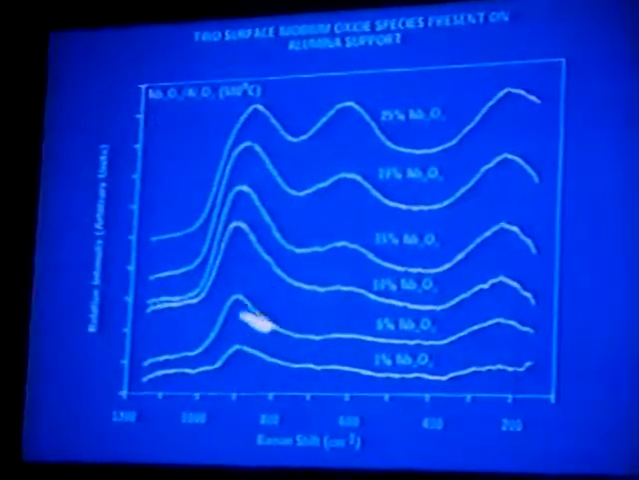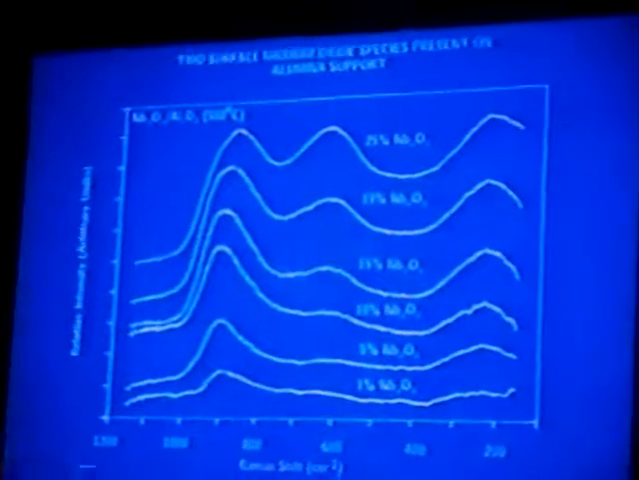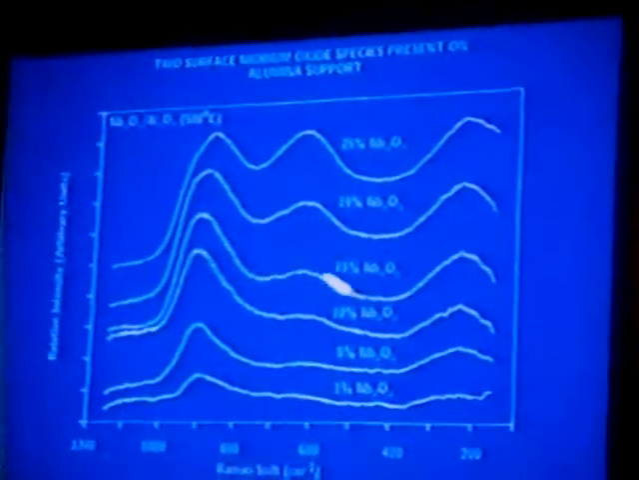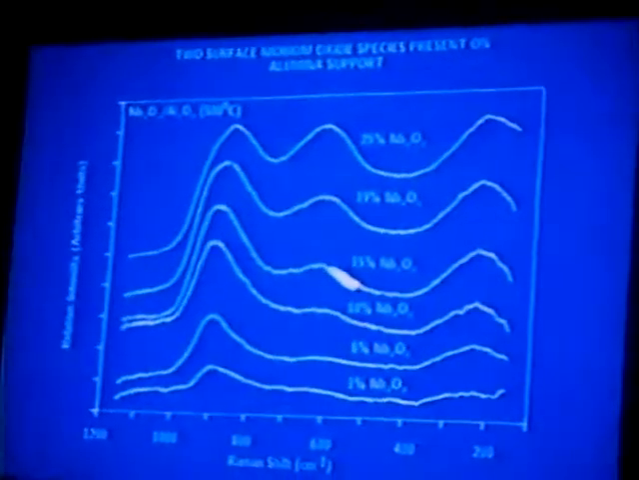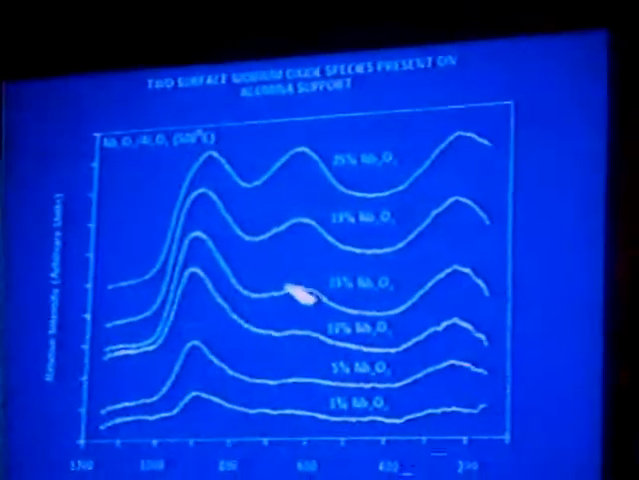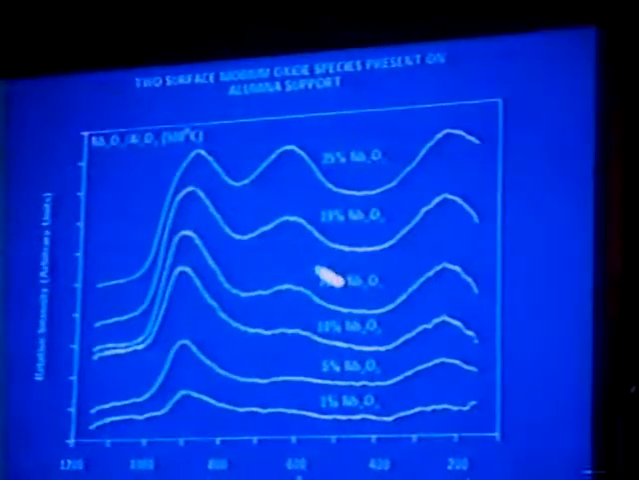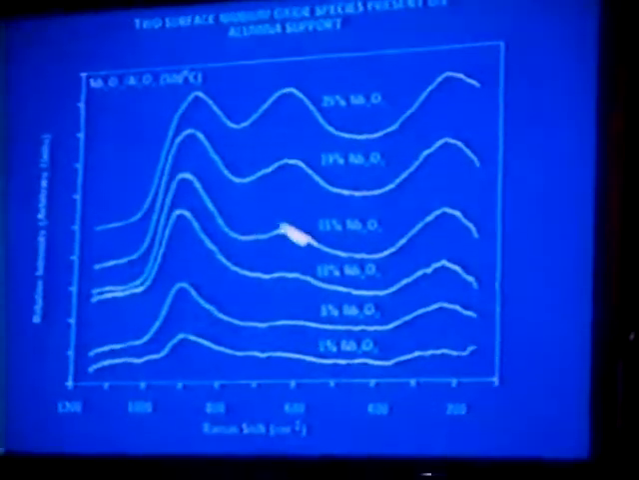We increase the loading to 15%. The surface niobium oxide starts to form the niobium-oxygen-niobium linkage. So this band is due to the symmetric stretch of the niobium-oxygen-niobium linkage. When we further increase the loading, the intensity of this band increases. So the Raman suggests there are two kinds of surface niobium oxide present on the alumina support.